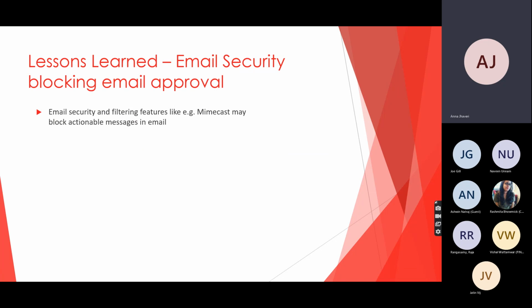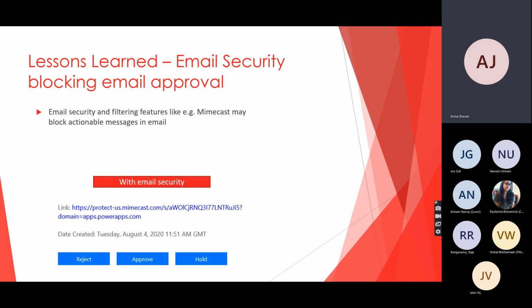Then email security blocking email approval. We saw this kind of a screen, right, where approve/reject was not happening from the email. If I clicked on the approve/reject buttons, the user was taken to the Power Automate approval section. This sometimes happens due to email security. If you still want your approvers to provide their decisions within the email itself and not get navigated somewhere else, you'll have to bypass that security. For example, our customer was using Mimecast, which was blocking the actionable messages in email. That is why users weren't able to approve from the email.